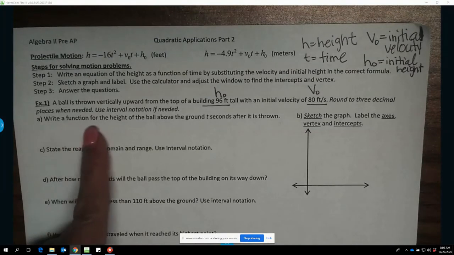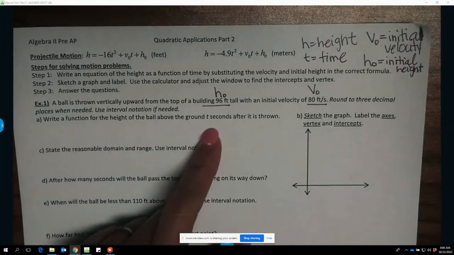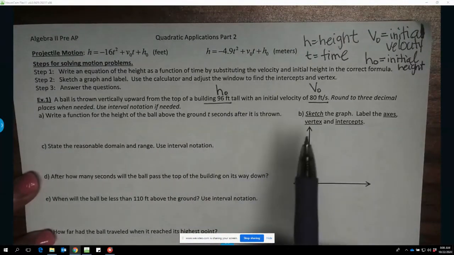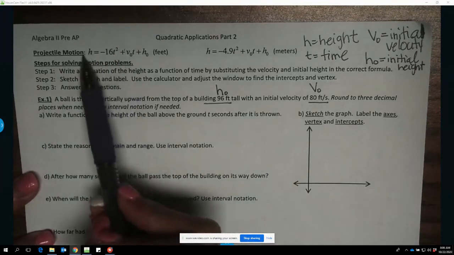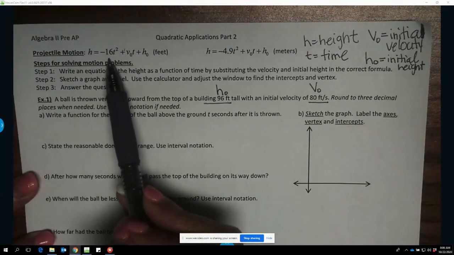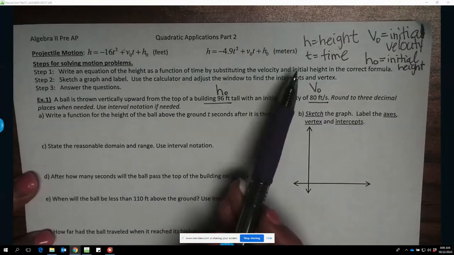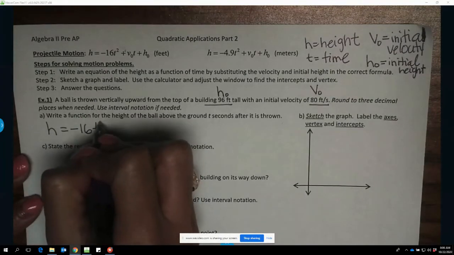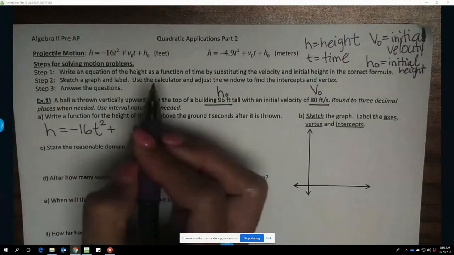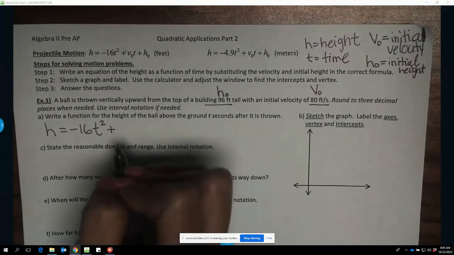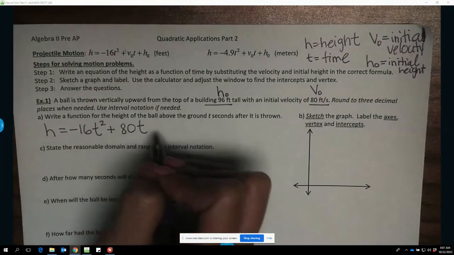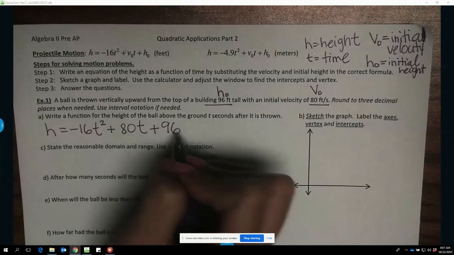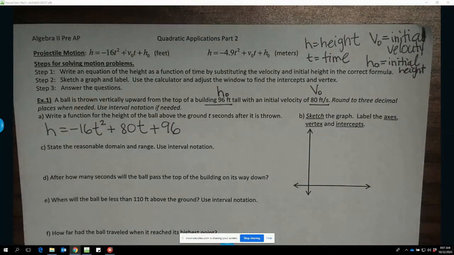Letter A, write a function for the height of the ball above the ground t seconds after it is thrown. Like I said, we're going to be using one of those projectile motion equations. Since the units here are feet, we're using the equation with the coefficient of -16 instead of -4.9, because that's for meters. So H equals -16t squared plus V0, the initial velocity, which was 80, t, plus the initial height, which was 96 feet. That's our equation.